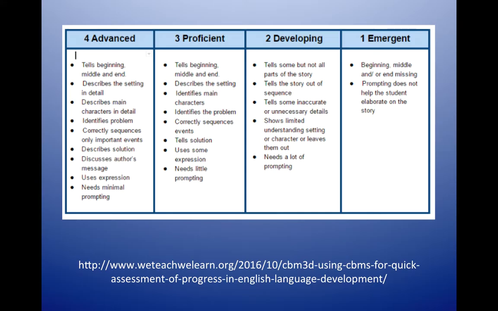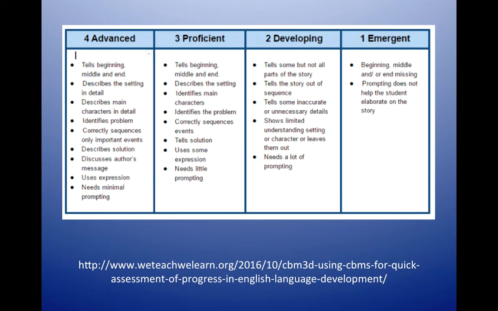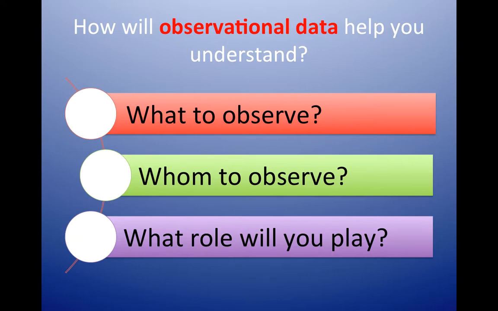So for my triangulation, now I have my chapter test, which I didn't show you an example of, but I don't think that's really necessary. The self-assessment, I showed you two. You would only need to use one, but you could use two if you wanted to, but a self-assessment and then a retelling. So that's just one example of how you can put those three data sources together to get your triangulation.